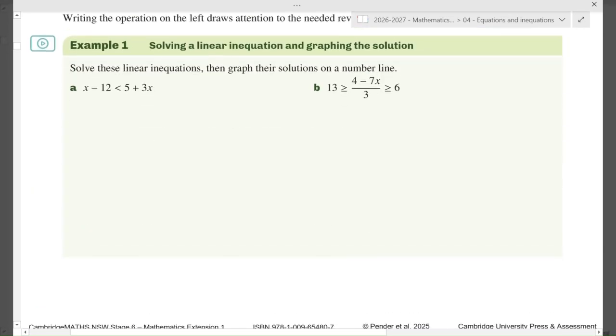All right. Solving a linear inequation and graphing the solution. So this will not take us long at all. We have x minus 12 is less than 5 plus 3x. When we've got something like this and we want to graph it, what do we realistically want to do? Same as with an equation. Yeah, we want to solve for a variable. What's our variable in this particular case? Okay, and to solve for it, what do we really need to do?